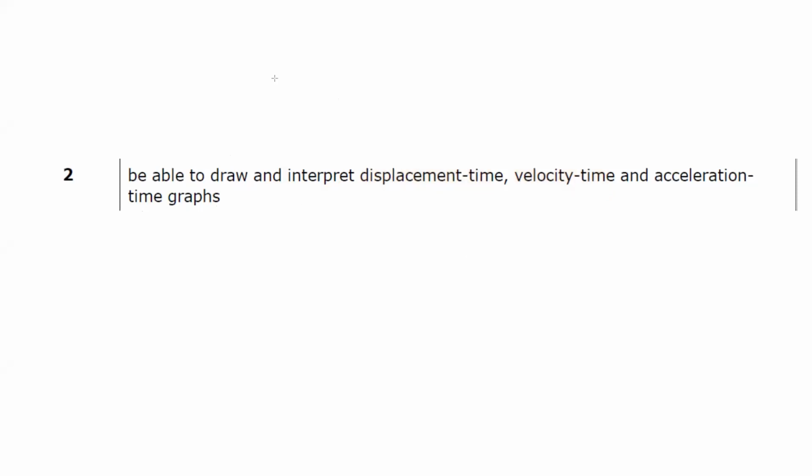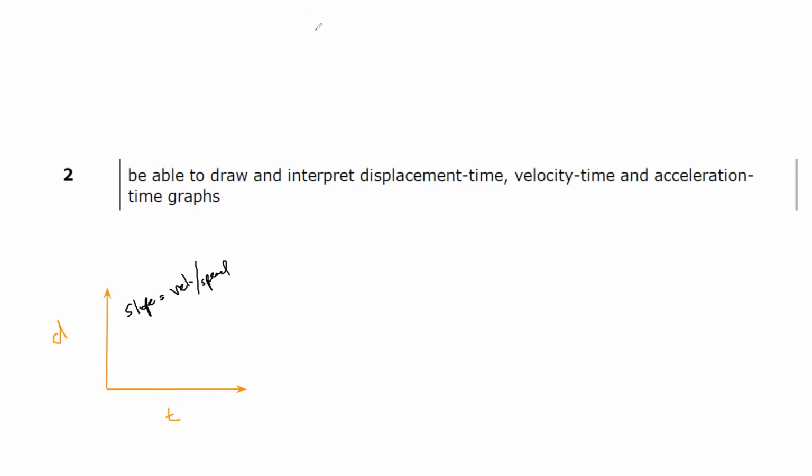So if we have a displacement time graph, so displacement on y-axis and time is on x-axis. So what does the slope represent for a displacement time graph or distance time graph? The slope represents velocity or speed.